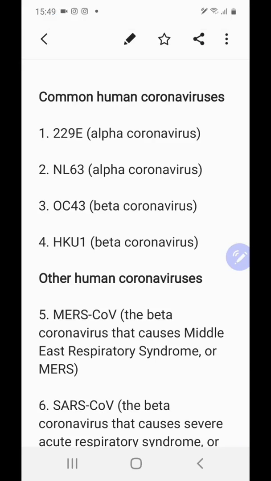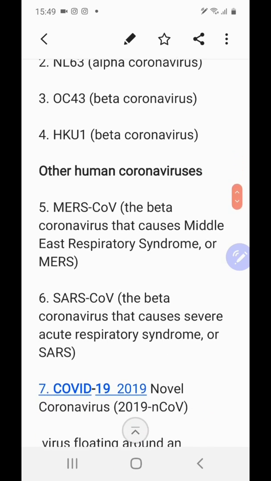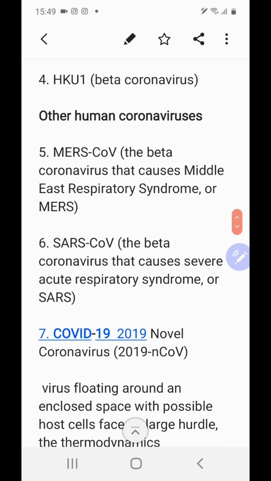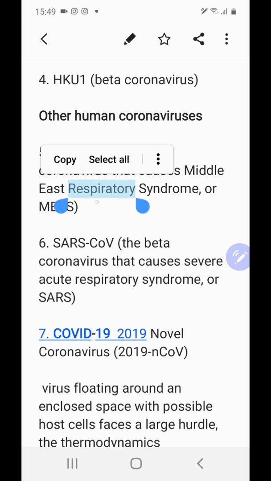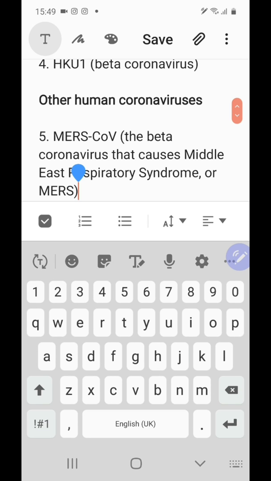In general, there are seven types of different coronaviruses, of which four are very well known and common among humans. But due to some circumstances, some other coronaviruses, including MERS, SARS, and recently COVID-19, the novel coronavirus, transferred from animals to humans. One of the big problems with these viruses is that they cause a respiratory syndrome, which is very dangerous.